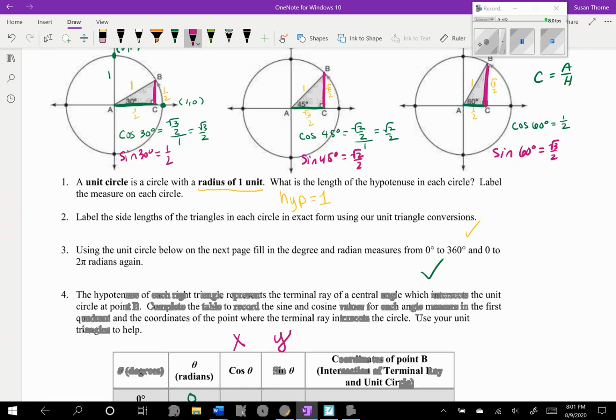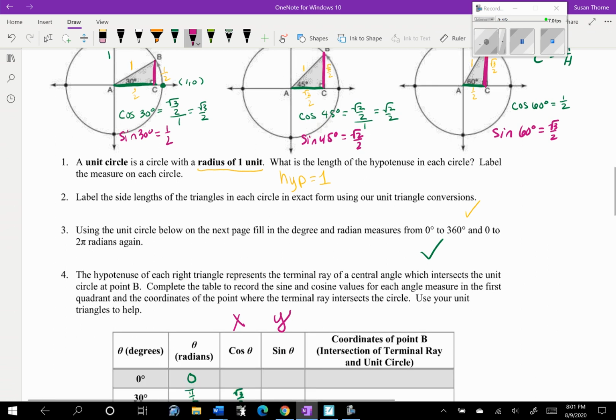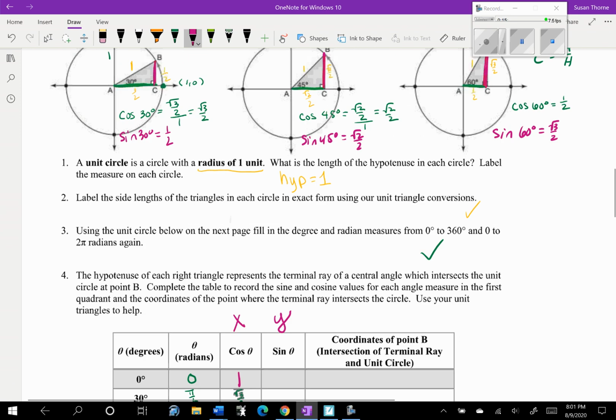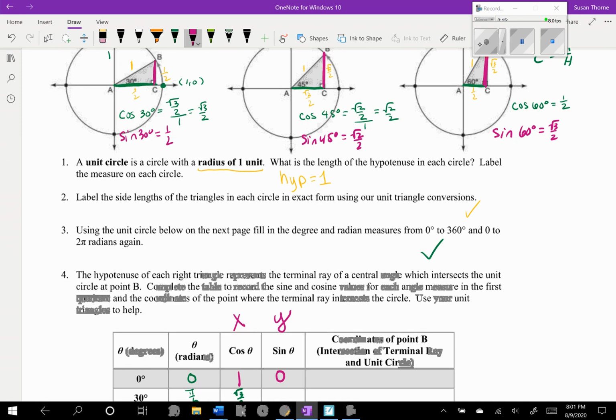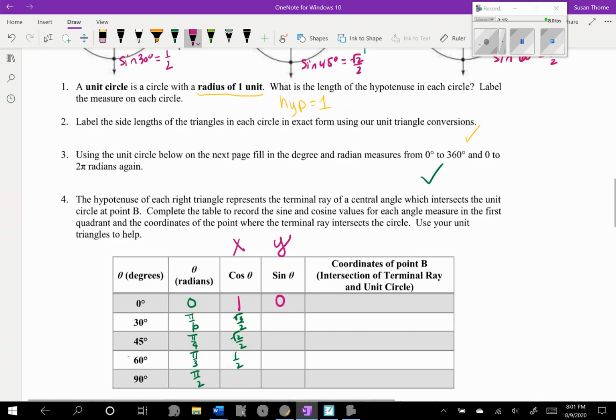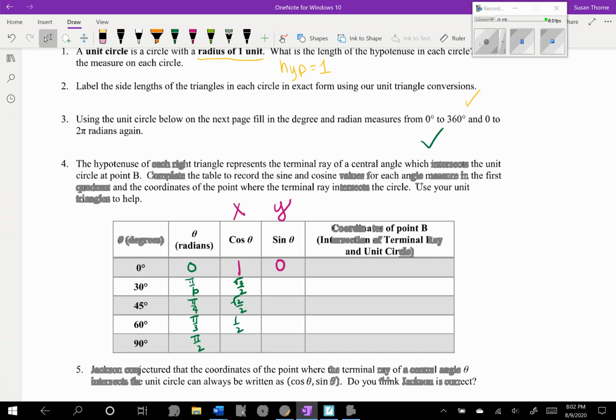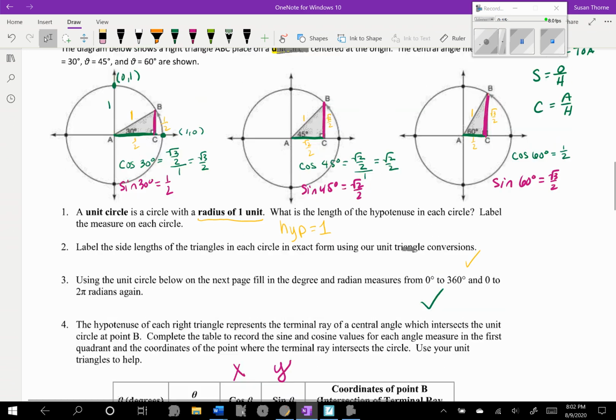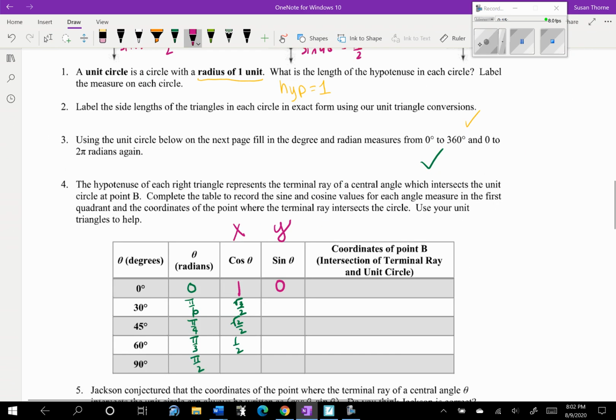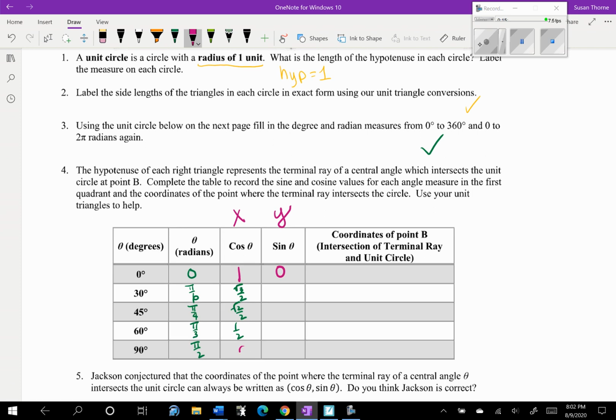If the hypotenuse right here is 1, that means the radius is 1, so this length is 1. That means that the cosine of 0 is 1, and the sine would be the y coordinate, which would be 0. And then down here, at 90 degrees, the cosine again is the x, so it would be 0, and the sine would be 1. And so this was 1/2, root 2 over 2, and root 3 over 2.